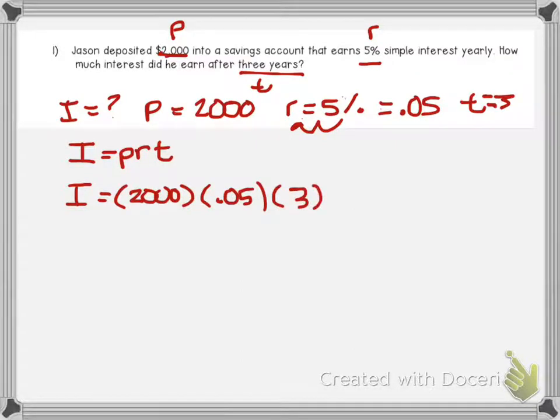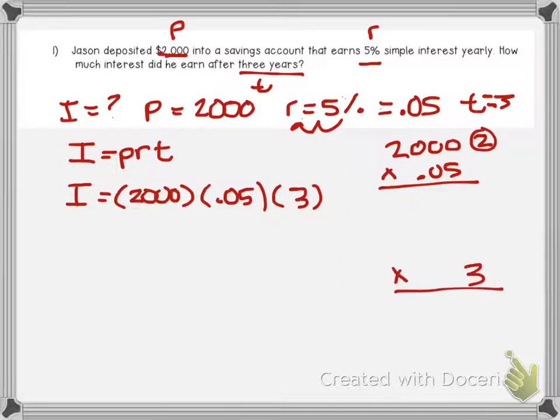So go off to the side and multiply 2,000 times 0.05. There are two numbers to the right of the decimal. Press pause and multiply that, and then take your answer and multiply it times 3. And that's your final answer. Press play when you have finished.